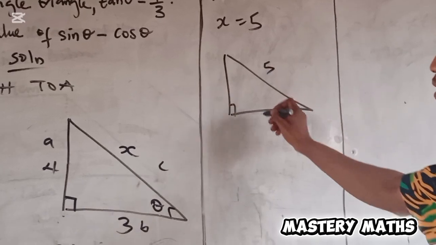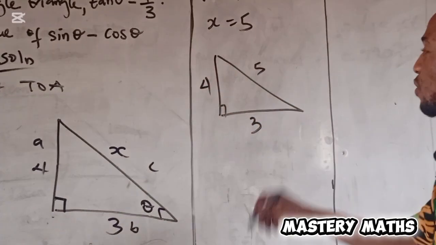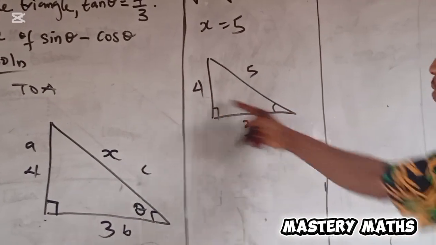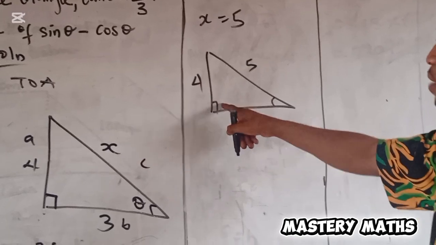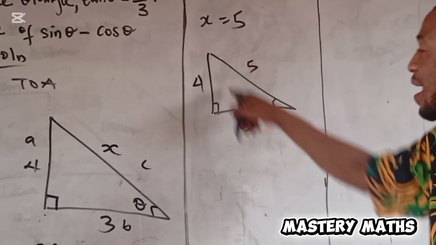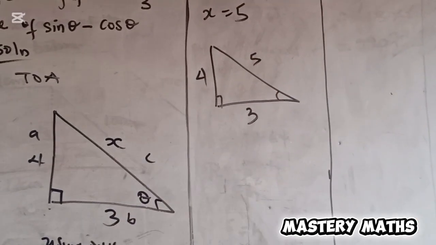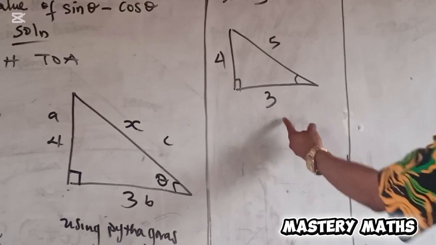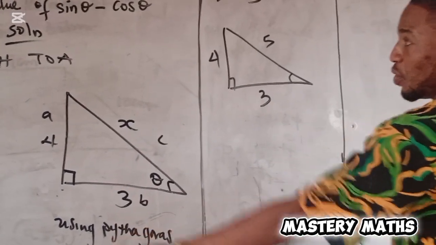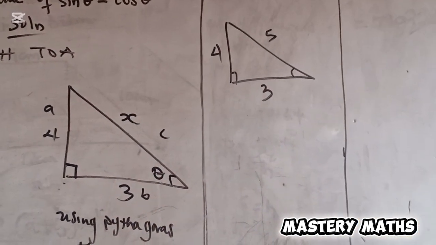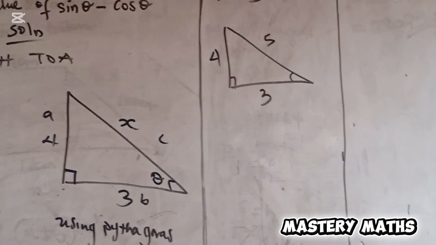Here is our 5, here is 3, and here is 4. You see it now? Our opposite is 4, our hypotenuse is 5, and our adjacent is 3. You see it now? So with the help of this, we can now answer the question on the board, which is: find the value of sine theta minus cos theta.